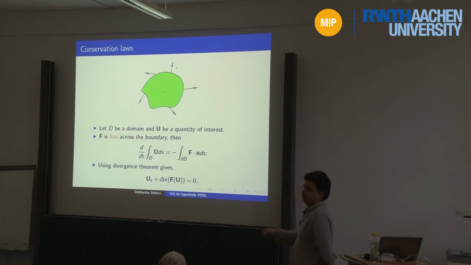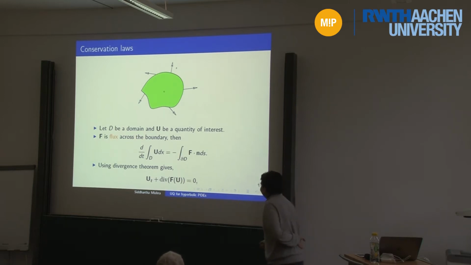This could be temperature, pressure, velocity, concentration, whatever you can think of. And then the idea is very simple. You take any subdomain of this domain, so this is an example of that. The rate of change of the average quantity, somehow you are interested in the average quantity of interest. The rate of change of this is given in terms of the fluxes, right?